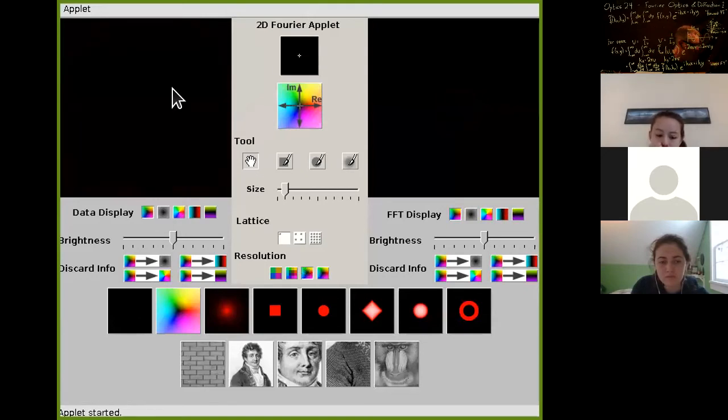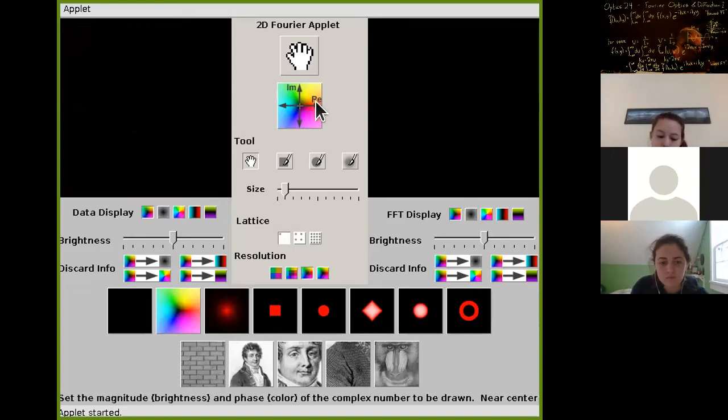Let me just clear this. On the left here, we have data. This is like an XY function. On the right, we have the Fourier transform of that function. You can draw on either one and it will automatically compute. If you draw here, it'll compute the Fourier transform. If you draw here, it'll compute the inverse Fourier transform.